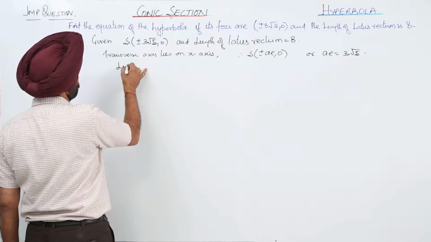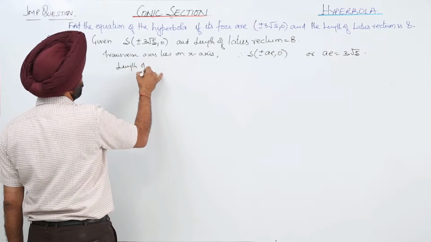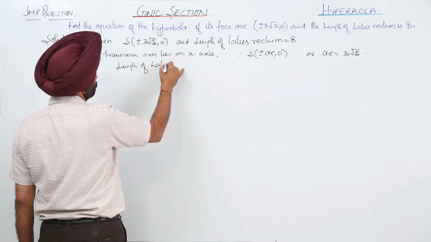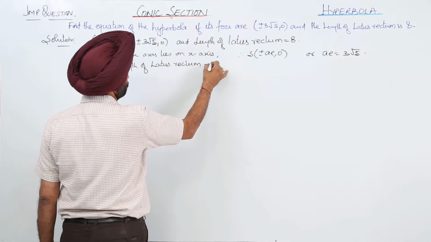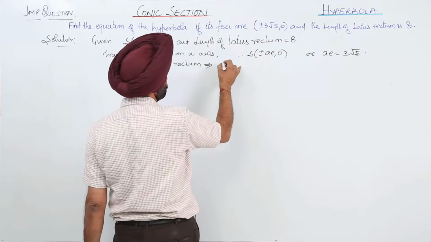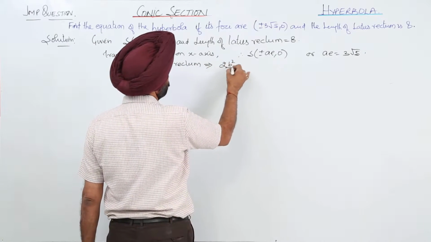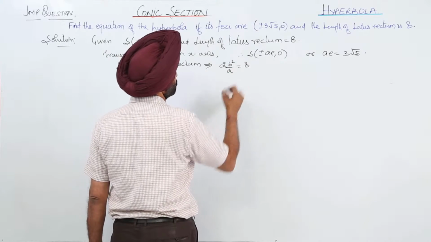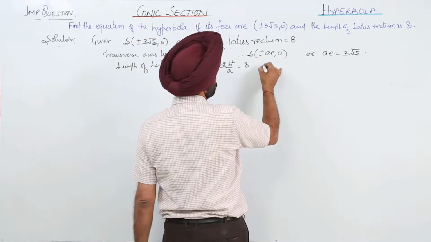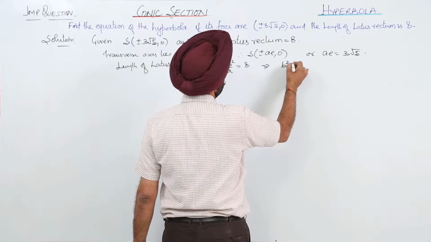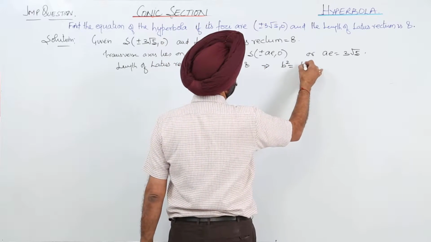Now, the length of the latus rectum, that is twice of b square upon a, is equal to 8, because 8 is given to us. So, b square is equal to 4a.